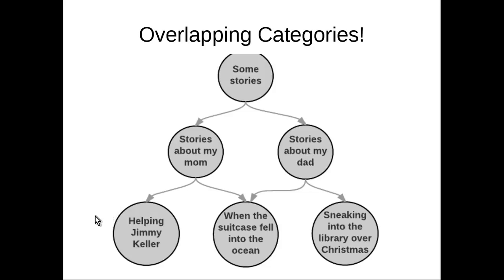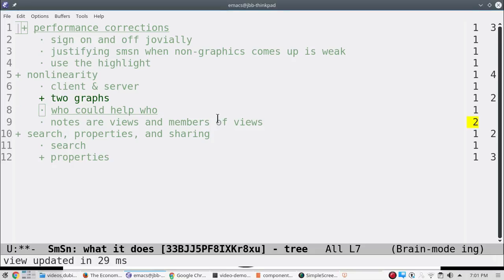We got three stories that fit into those two categories. Helping Jimmy Keller is something my mom did and my dad didn't really have anything to do with it. And sneaking into the library over Christmas is something my dad did and my mom didn't have anything to do with it. But when the suitcase fell into the ocean, they were both part of that story. So that story should belong to both categories, stories about my mom and stories about my dad. Okay, so that's a graph. That's conceptually the data that we're going to represent. Now let's see what it looks like in semantic synchrony.